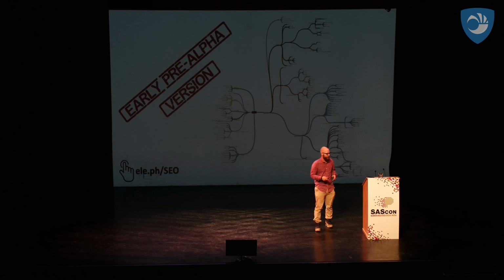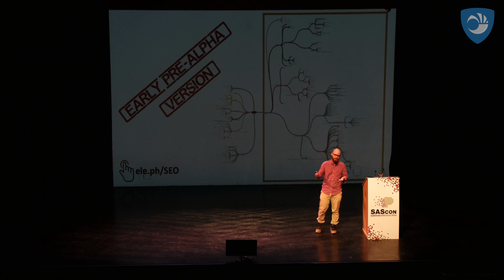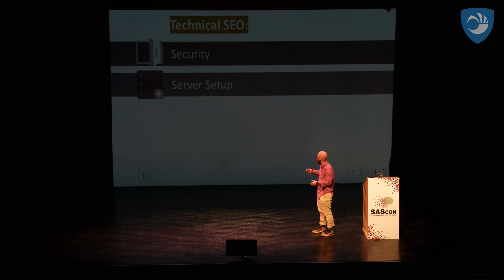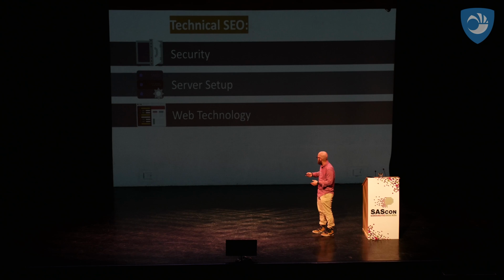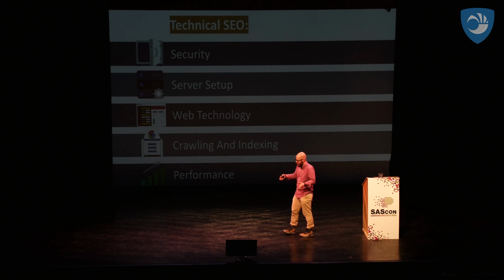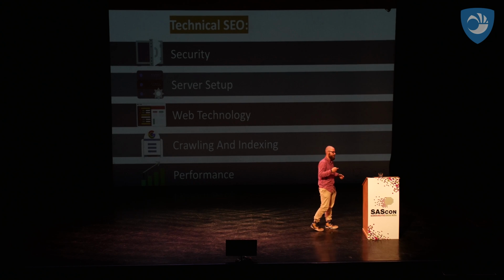If you look at SEO, that's the technical SEO part of everything that's out there. So that's quite complex and quite deep. We can divide technical SEO into a few key categories, which are security, server setup, web technology, crawling and indexing, and performance. So those are key areas roughly when you work with technical SEO.